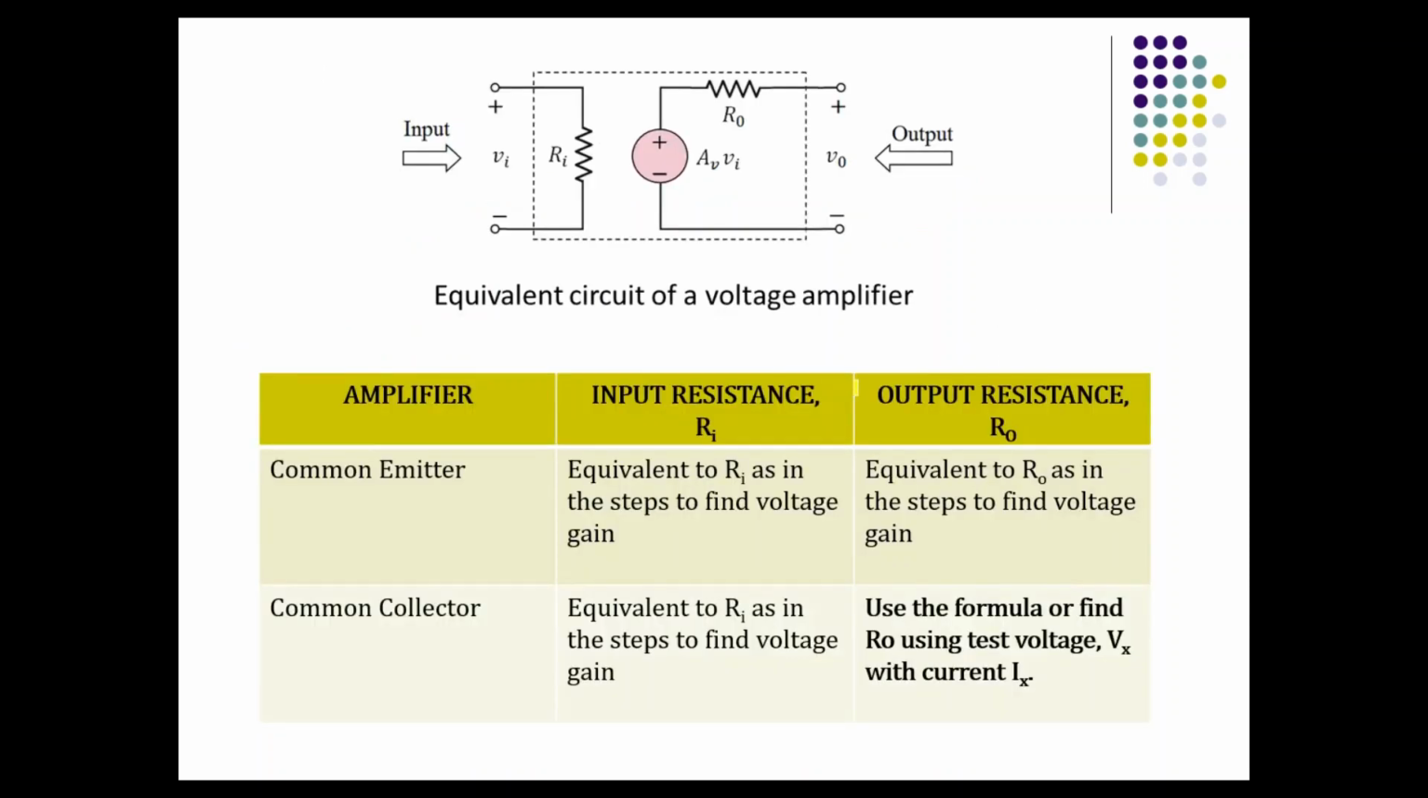Okay? So this is just a summary. For common emitter, Ri is equivalent to Ri as in the steps. So for both common collector and common emitter, this is the same. However, as for output resistance, for common emitter it is equivalent to Ro as in the steps. However, for common collector, you need to use the formula to calculate the output resistance.